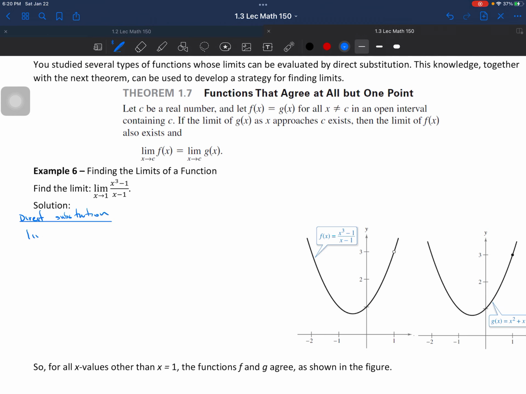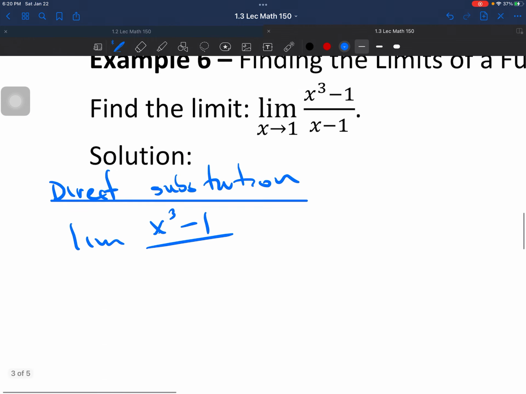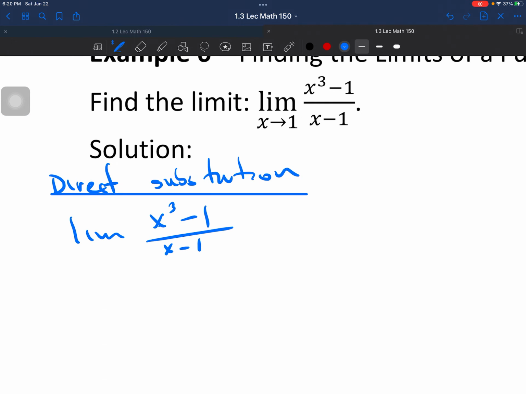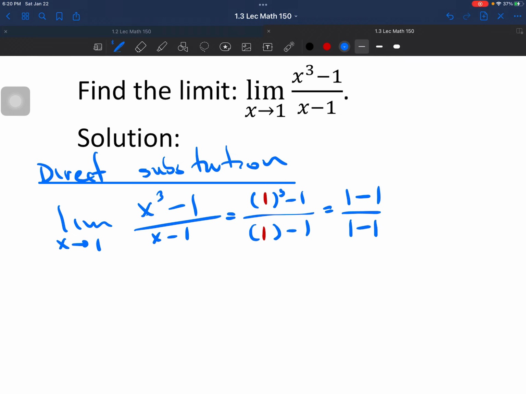So you will do the limit of x cubed minus 1 over x minus 1 as x approaches 1. As you do the direct substitution, that's a 1, that's a 1. The problem with this is that 1 cubed is 1, so we end up getting 1 minus 1. And then on the bottom, we also get 1 minus 1, which is 0 over 0.